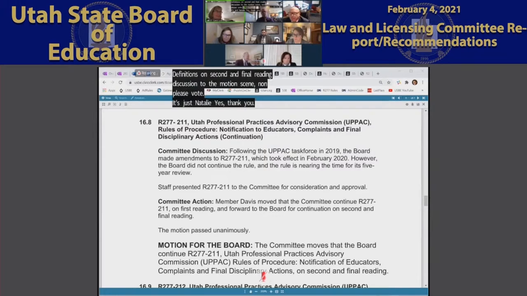Another continuation. The committee moves that the board continue R277-211, Utah Professional Practices Advisory Commission, rules of procedure, notification of educators, complaints, and final disciplinary actions on second and final reading. Okay, the motion before the board is that the board continue R277-211, Utah Professional Practices Advisory Commission, UPAC, rules on procedures, notifications of educators, complaint, and final disciplinary actions on second and final reading. Discussion to the motion?